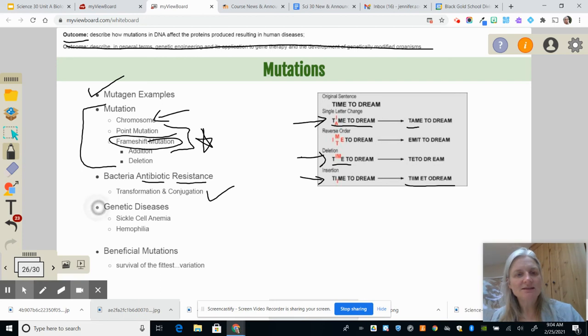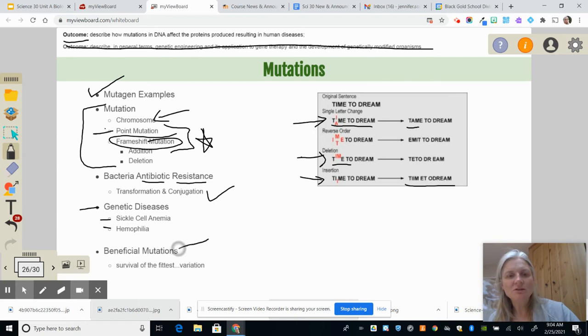We've got some genetic diseases like sickle cell anemia and hemophilia, one of which is caused just by a point mutation in one of the proteins that's involved. Make sure you go and review those.